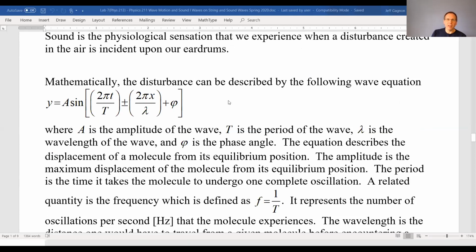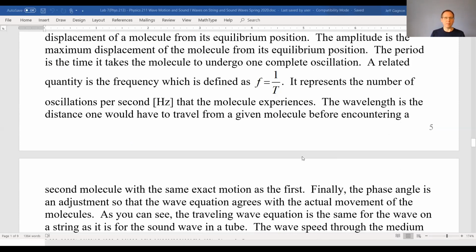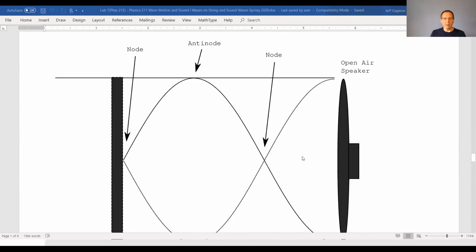So here's the background information. It's exactly the same traveling wave equation, except now it's a longitudinal wave as opposed to a transverse wave. So let me bring up the picture here, so if you can see this. So basically what's going to happen is the speaker was oscillating back and forth at a certain frequency. In fact, we're using 2 frequencies. We're using 500 hertz and 650 hertz. So think of it as like 500 hertz. So it's oscillating back and forth at 500 hertz.